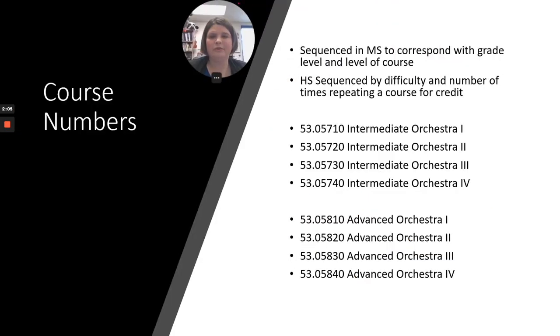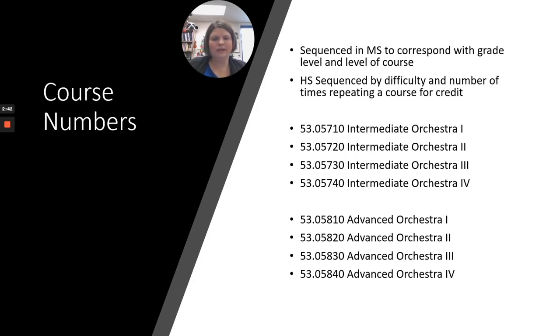So course numbers. Our course numbers are sequenced, whether middle school or high school. In middle school, they're sequenced to correspond with grade level and the difficulty level of the course. So 6th grade, 7th grade, and 8th grade, and then is it beginning, intermediate, or advanced? And they go in that order, so the numbers will sequence in that order. For high school, it's a tiny bit different. It's sequenced by the difficulty of the course and how many times the student is repeating that course for credit. So in high school, we can take the same course multiple times for credit.